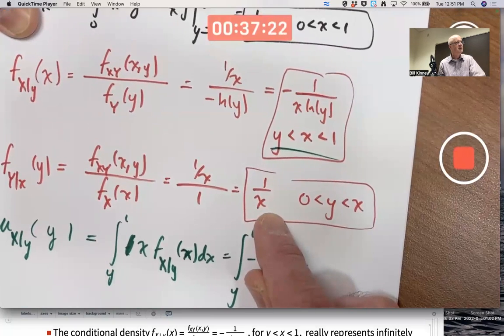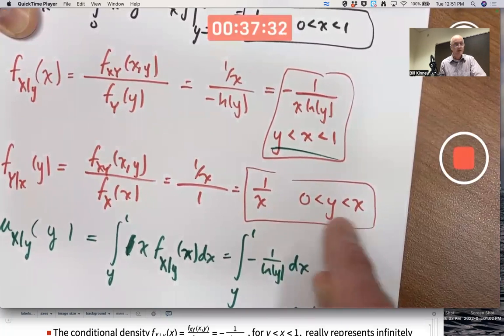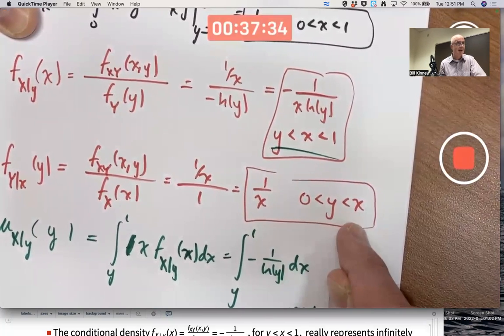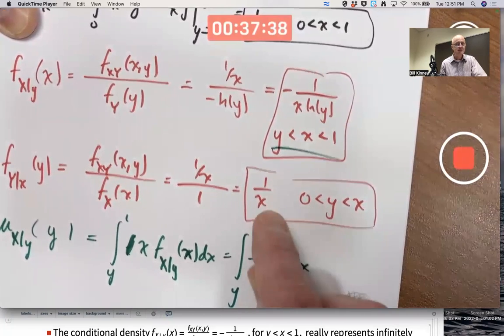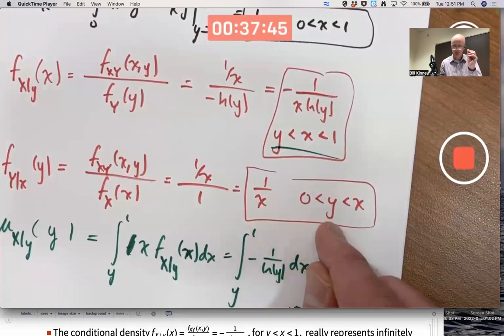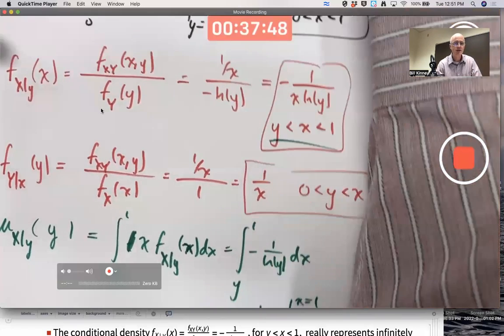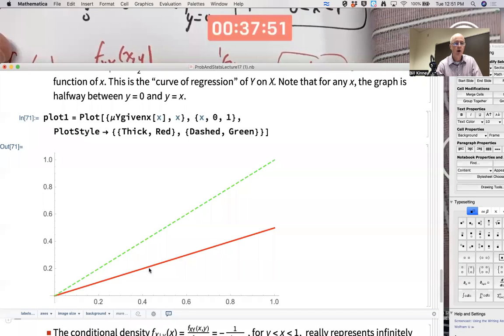That was a constant function. It's a uniform distribution. Constant between 0 and x. The mean is the midpoint. Midpoint of the interval is what I'm talking about, from 0 to x. X over 2. X is fixed. That's a constant function, a uniform distribution. Its mean is halfway between the endpoints, x over 2. And that's what's being graphed here. This is the graph of y equals x over 2.